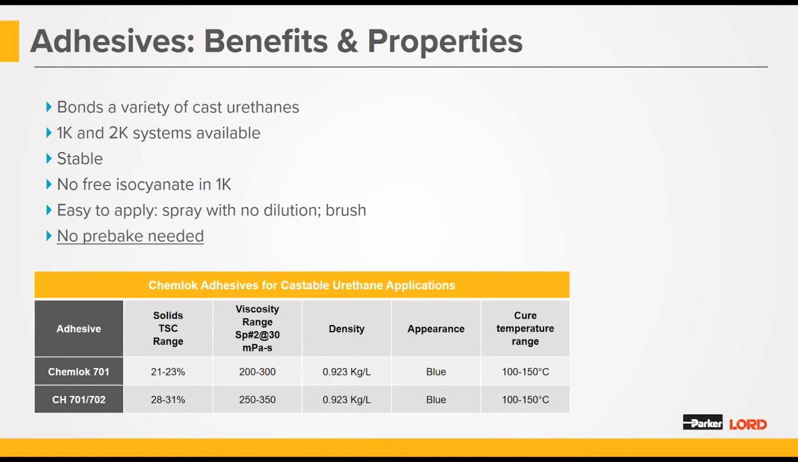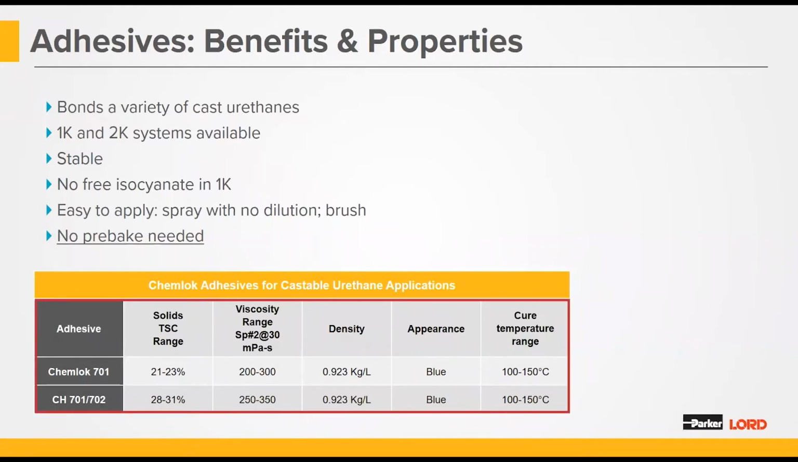Now let's talk about some benefits and properties of the new adhesives. They bond a variety of castable urethanes. 1K and 2K systems are available. They're stable out to a year, with no free isocyanate in the 1K. Pretty easy to apply, you can spray with no dilution or brush. These were developed not to need a pre-bake. However, should your system need one, both the 1K and the 2K can accommodate.